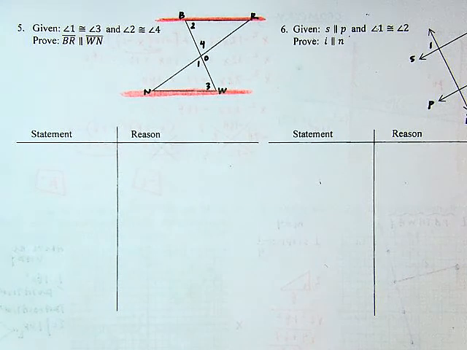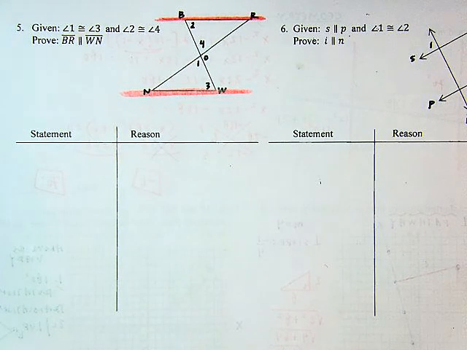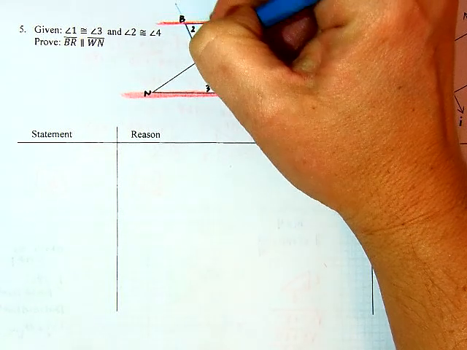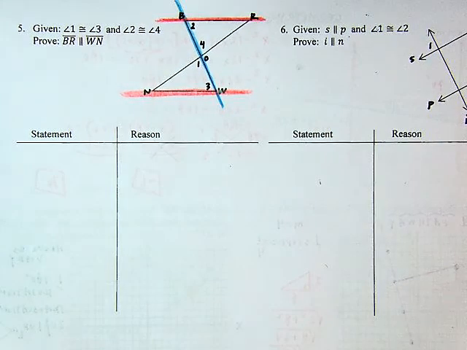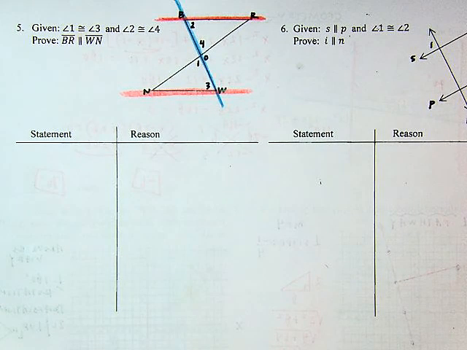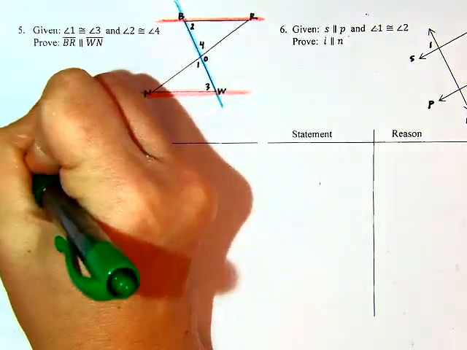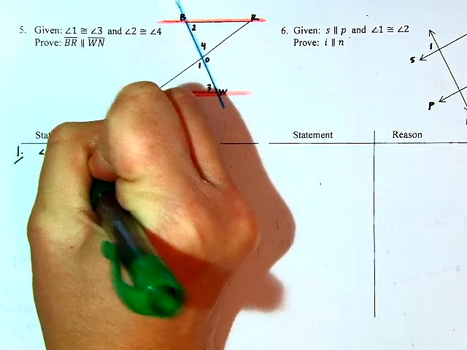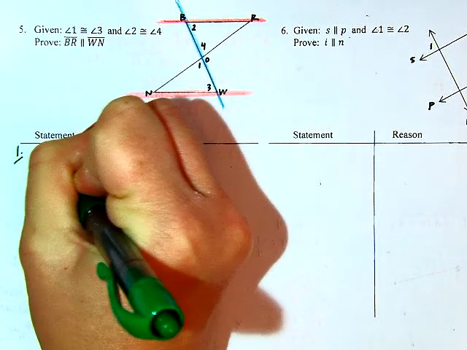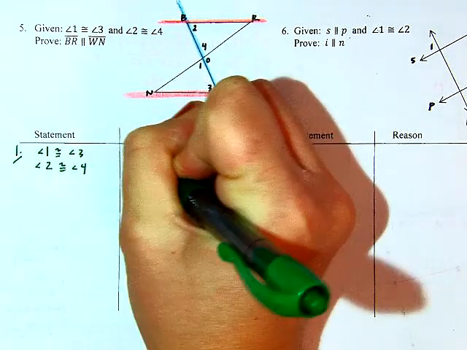So I know that I'm using one of the converses because I need to establish an angle relationship that will build me to my pathways running parallel. So I know that this has to be the transversal that's going to get me there. Okay, so let's start with the givens, right? We know that angle 1 is congruent to 3. Angle 2 is congruent to 4. Given.